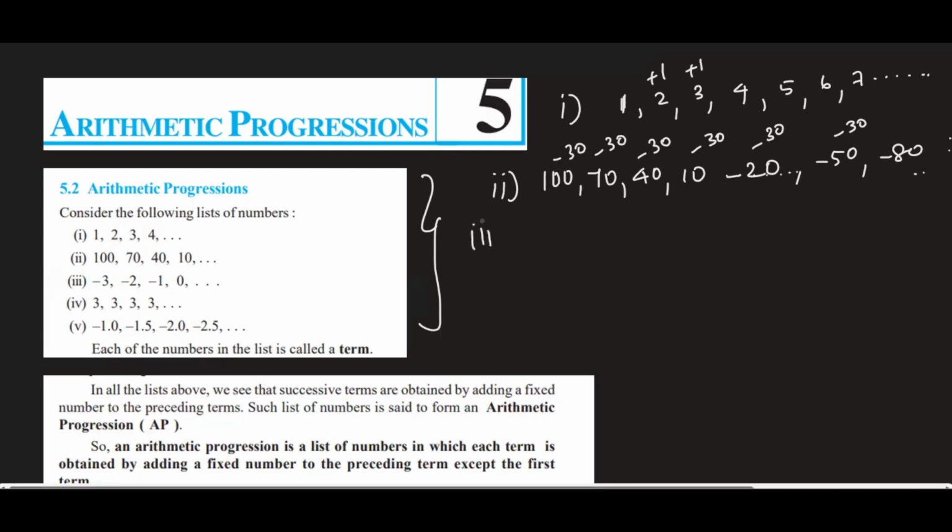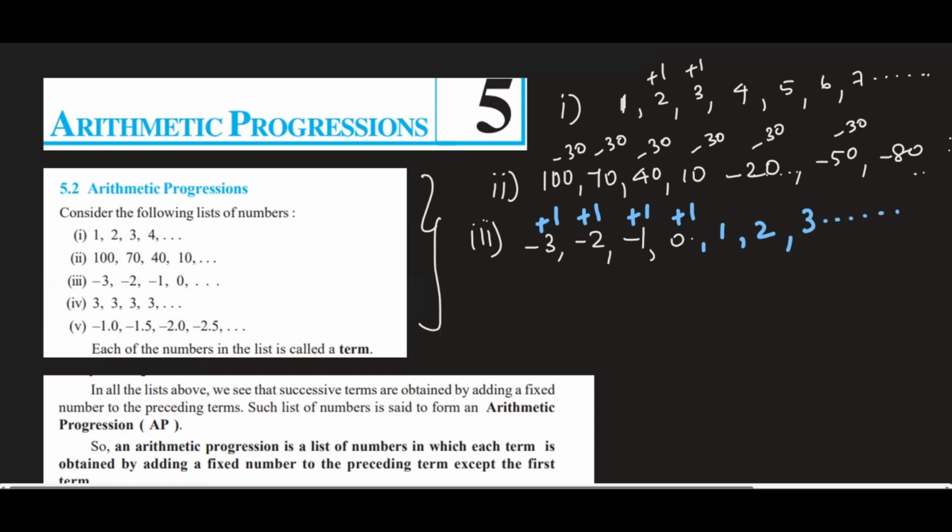Now example number 3. What is example number 3? The example number 3 is minus 3, minus 2, minus 1, and 0. So what are we doing here? Basically, we are adding 1 again. So minus 3 plus 1 will become minus 2. Minus 2 plus 1 will become minus 1. Minus 1 plus 1 will become 0. Again, add 1 to it, so the next term will be 1. Again, it will be 2. If I add again, it will be 3 and so on.